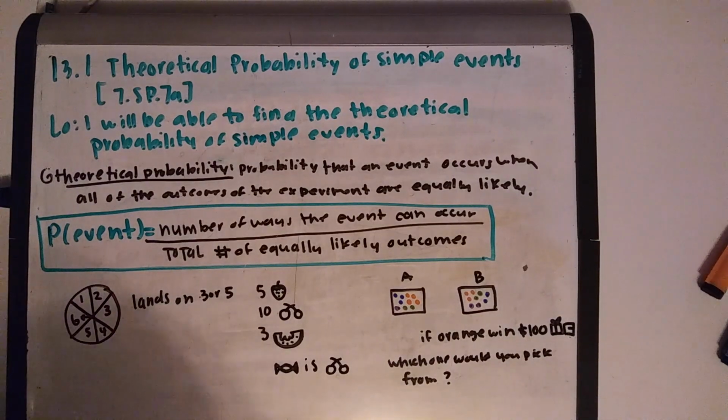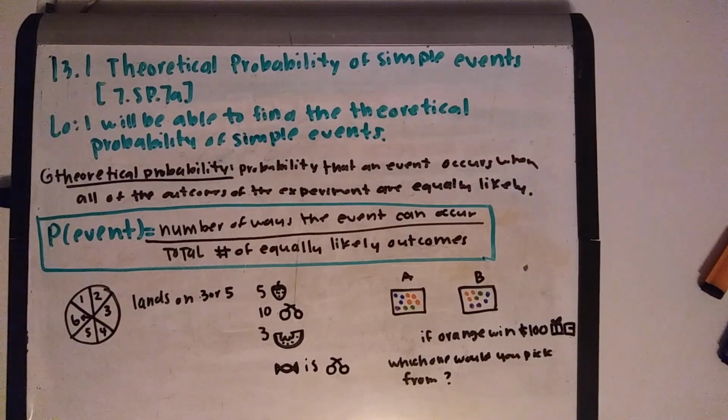So theoretical probability is basically the probability that something is going to happen when all the different outcomes are taken into place. In this case, you have the number of ways that the event can happen and then the total number of equally likely outcomes. Say you have a spinner and you're going to spin it. Each of those numbers has an equally likely probability of the arrow landing on it. So the question is, what is the probability of the spinner landing on 3 or 5?